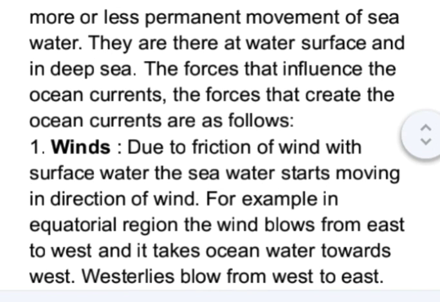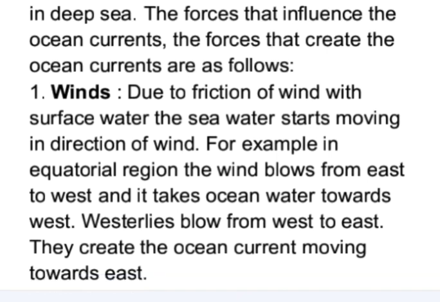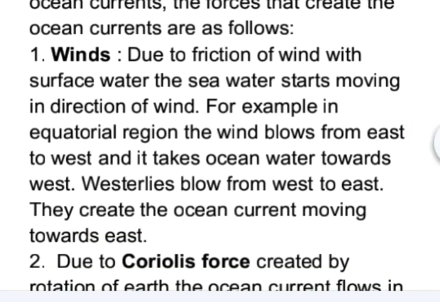First is winds. Due to friction of wind with the surface water, the sea water starts moving in direction of wind. For example, in equatorial region, the wind blows from east to west and it takes ocean water towards west. Westerlies blow from west to east. They create the ocean current moving toward east.